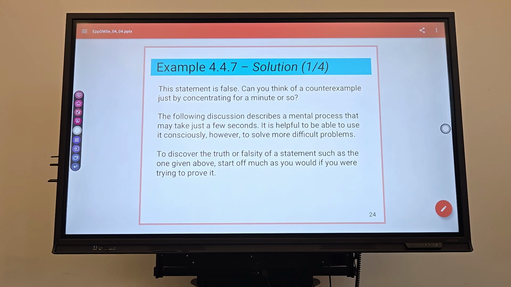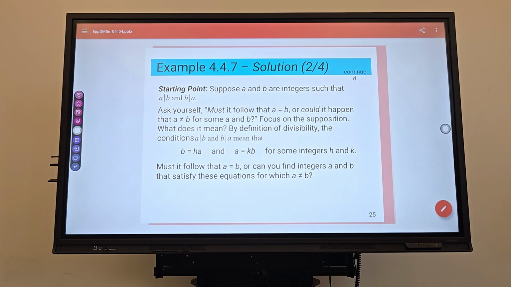To discover the truth or falsity of a statement such as the one given above, start off much as you would if you were trying to prove it. So, suppose a and b are integers such that a divides b and b divides a. Must it follow that a equals b, or could it happen that a does not equal b for some a and b? Focus on the supposition. What does it mean?